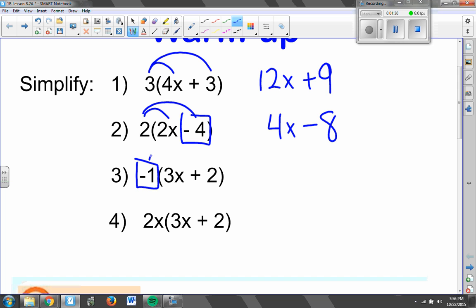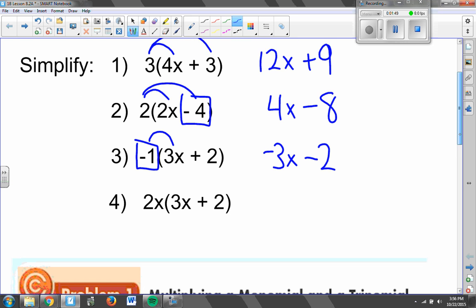Number 3 is different because I now have a negative 1 out front. So I'm going to do negative 1 times 3x. Negative 1 times 3 gives me negative 3x. And negative 1 times 2 is negative 2. So negative 3x minus 2. Now the fourth one is the one that we are really concerned with today.